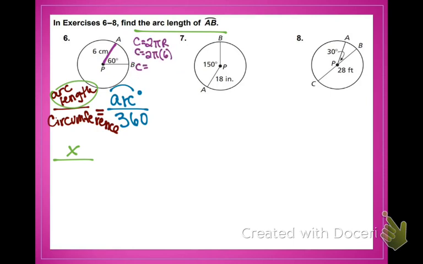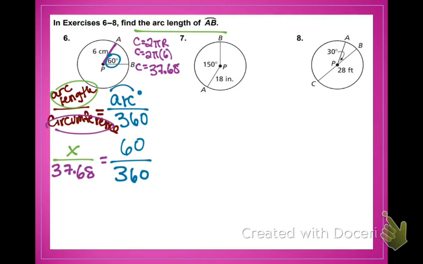So you'll type in your calculator, 6.28 times 6. You get 37.68. This goes on the bottom of the fraction as our circumference. All right, and then what's the measure of our arc? 60.